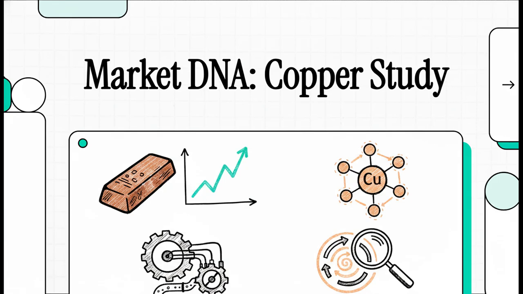All right, welcome. Today we're diving into a pretty fascinating case study from the market DNA model. We're going to be looking at copper, and specifically a cycle they've identified as copper_2_2. So let's jump right in.